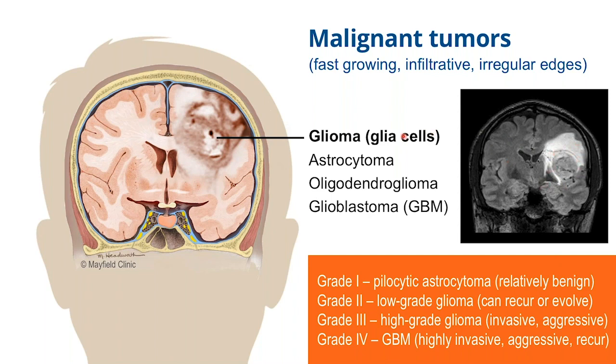And these tumors are usually known under the umbrella term of glioma. They're called this because they grow from the glial cells of the brain. And I've listed 3 types of gliomas: the astrocytoma, oligodendroglioma, and glioblastoma. These are 3 types. And these tumors are graded on a scale of 1 to 4 based on their invasiveness, aggressiveness, and their tendency to recur.